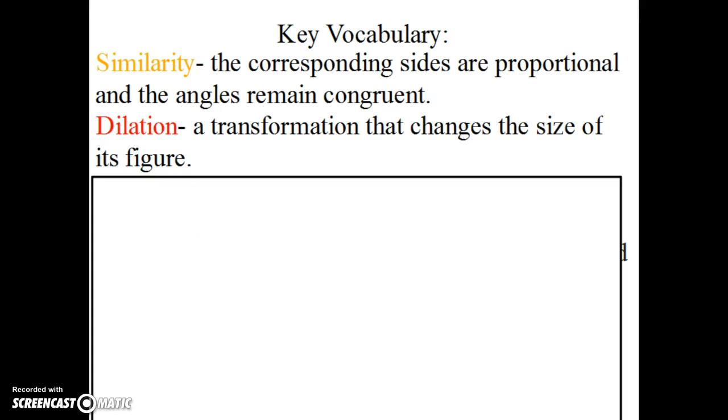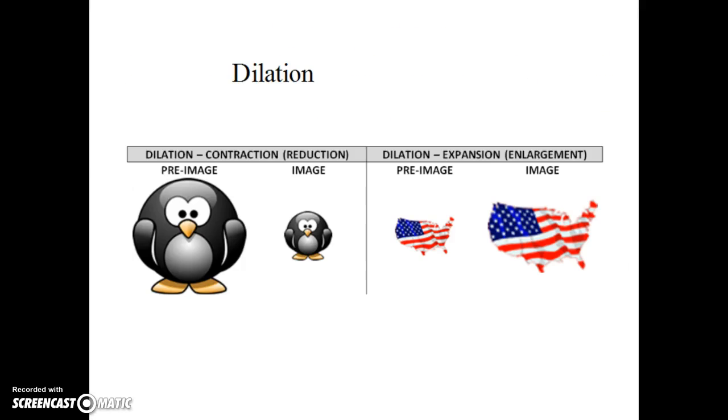Okay, so let me give you a picture of that. All right, take a look at it. If you look at the penguin, the pre-image, so that means the beginning image, was a big penguin. Then dilation happened, and it transformed into a reduction, the smaller image that you see here. So it went from the big penguin to the smaller one.